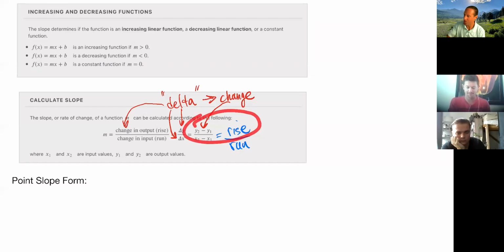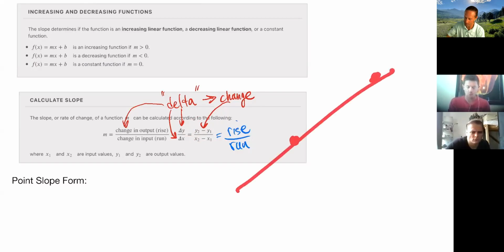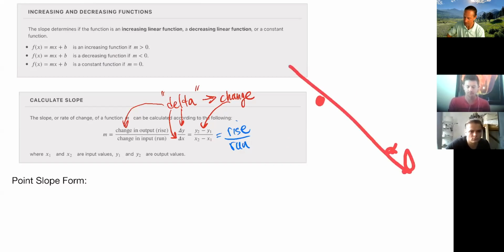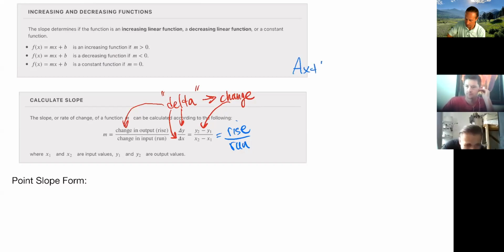All right, so rise over run, that's how we find the change from one point to another. And if it's positive, we know it's an increasing function. If it's negative, we know it's a decreasing function. And if it doesn't change from one to the next, we know it is a constant function. Right? Now, there are other forms of lines. You guys may be familiar with this one.